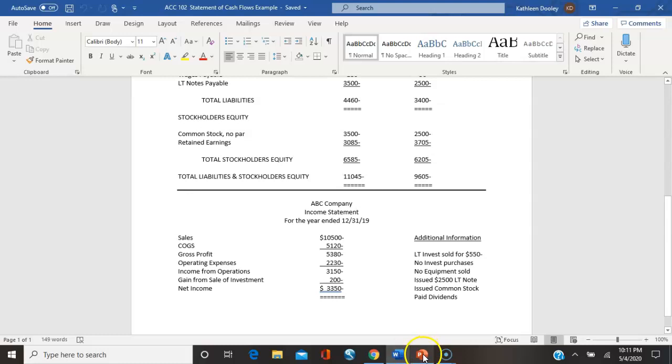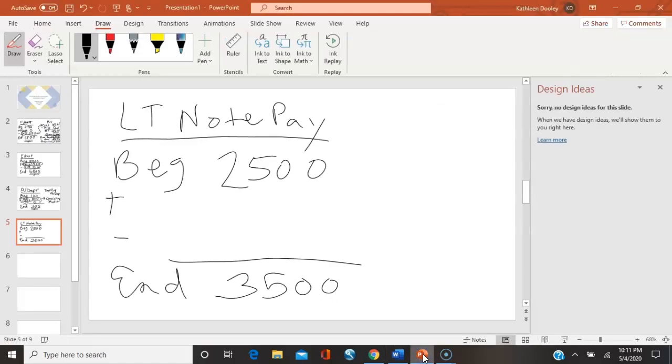Okay. Now, what makes long-term notes go up? Well, if we issue new notes, meaning I go to the bank and I sign my name on the dotted line that says I promise to pay back X number more. Now I'm going to have more cash in my hand, but I'm going to credit notes payable, if we issue a new note.